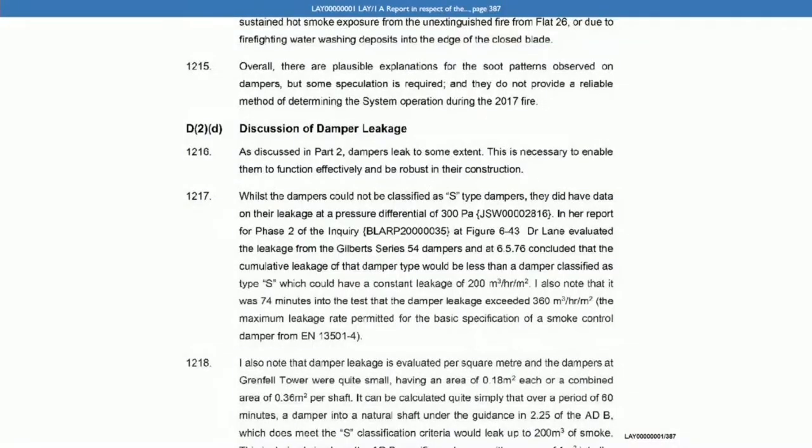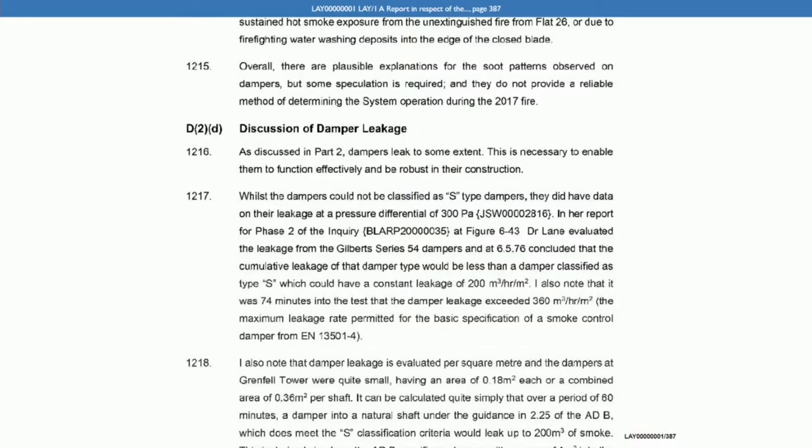Can we go to page 387 of your report, LAY701, page 387, at paragraph 1217? Here you say, whilst the dampers could not be classified as S-type dampers, they did have data on their leakage at a pressure differential of 300 pascals. In her report for phase two of the inquiry at figure 6.43, Dr. Lane evaluated the leakage from the Gilbert series 454 dampers and at 6.5.76 concluded that the cumulative leakage of that damper type would be less than a damper classified as type S, which could have a constant leakage of 200 metres cubed per hour per metre squared.